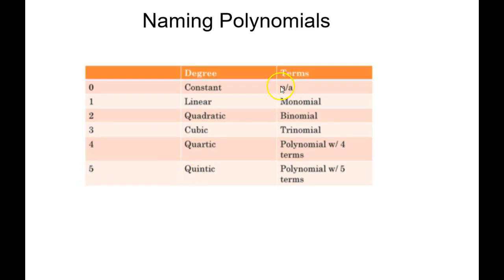Now we go to the number of terms. If there's one term, it's a monomial. 2 terms, binomial. 3 terms, trinomial. If there's 4 or more terms, then we're just going to say it's a polynomial with however many terms there are.